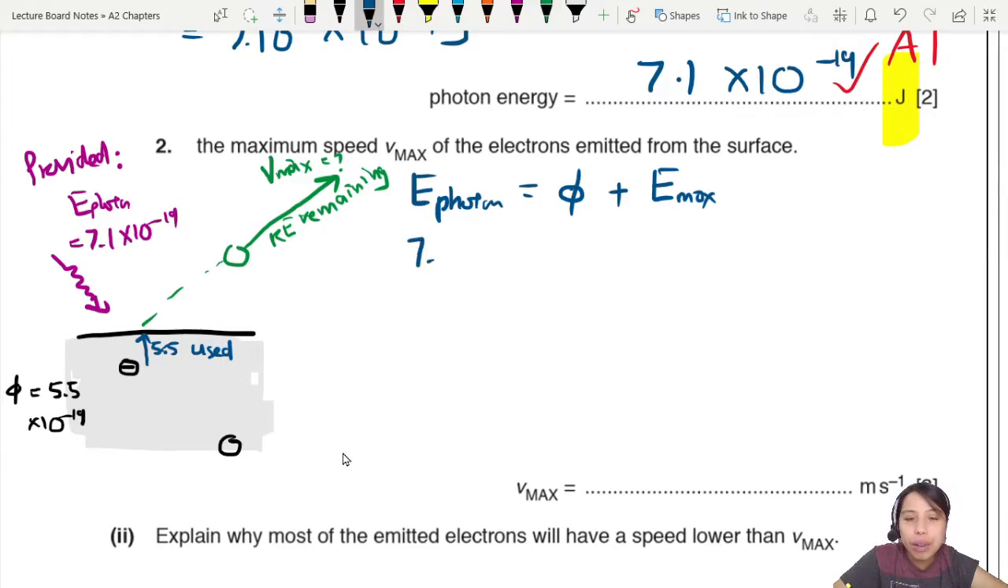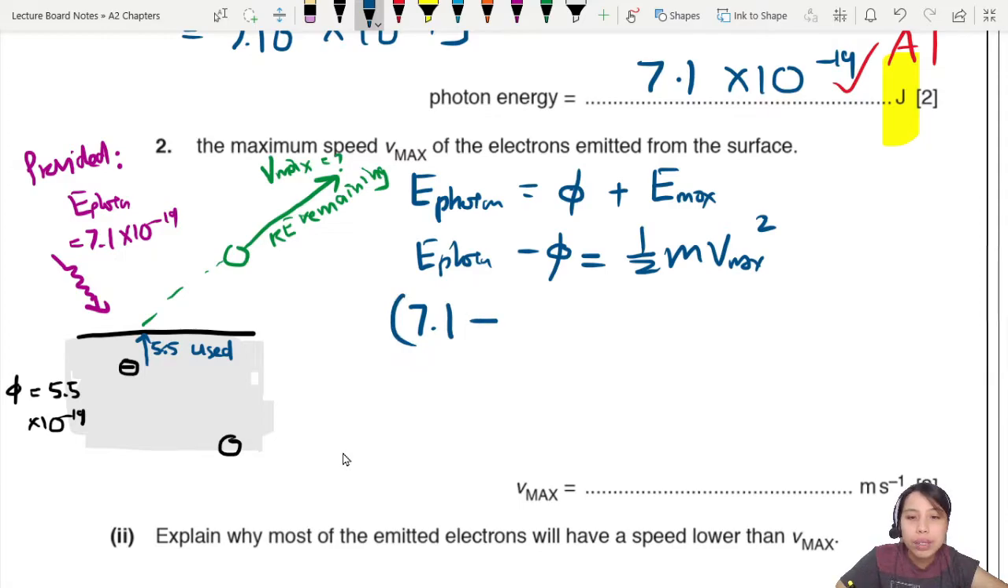So E photon will be 7.1 times 10 negative 19. Actually, let's rearrange a bit. E photon minus the work function energy equals the kinetic energy maximum. This one we can write as half v max squared. So we substitute all the values we know. This one will be 7.1, the photon energy, minus the work function. Now, what's the work function? 5.5, and these are all times 10 negative 19.